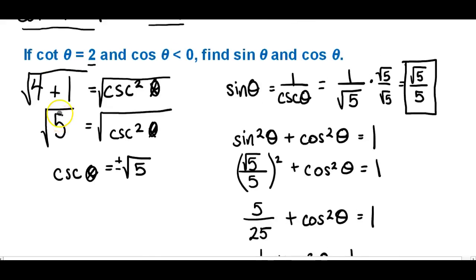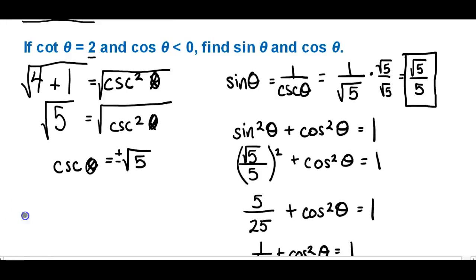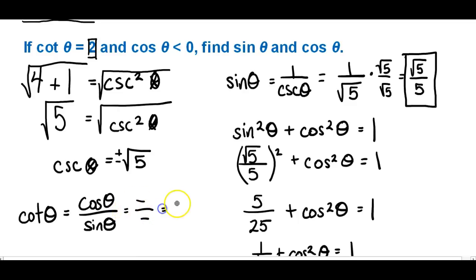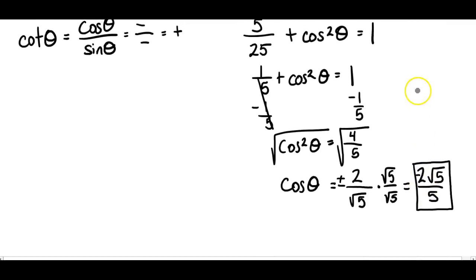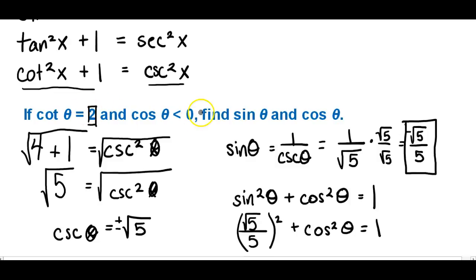And we have cotangent of theta, recall, is equal to cosine of theta over sine of theta. So in order for cotangent of theta to be positive 2, we would need both of these to be negative so that the fraction cancels out and gives me a positive for cotangent of theta. So that means that my sine also has to be negative, so that when I divide cosine by sine, I'm going to get a positive 2 for cotangent.